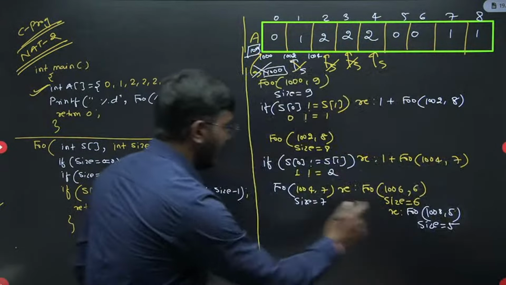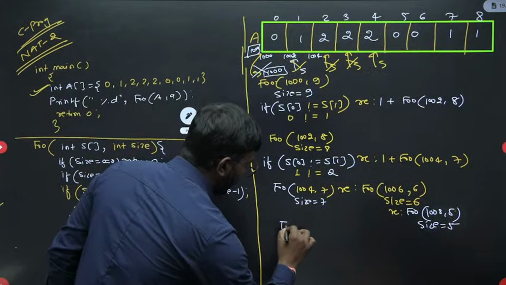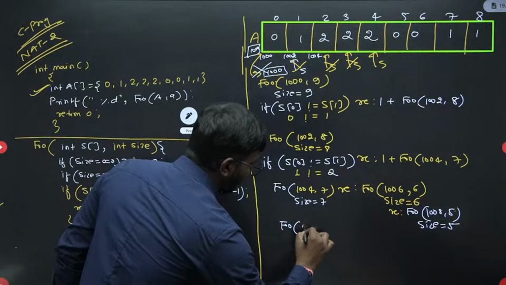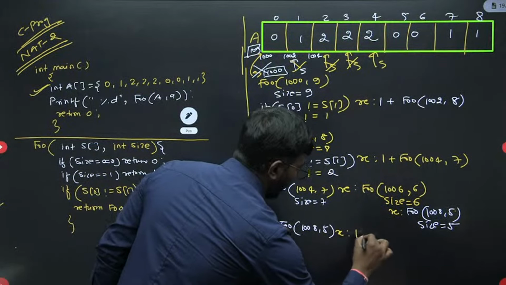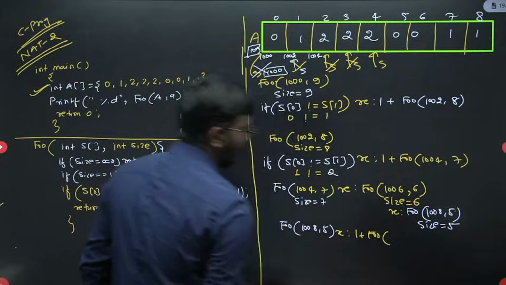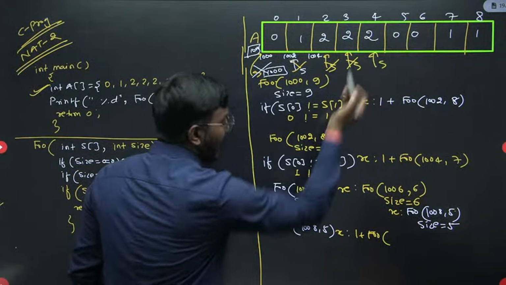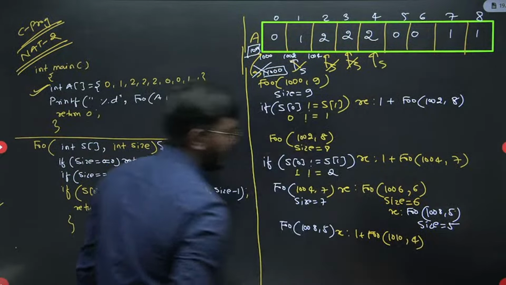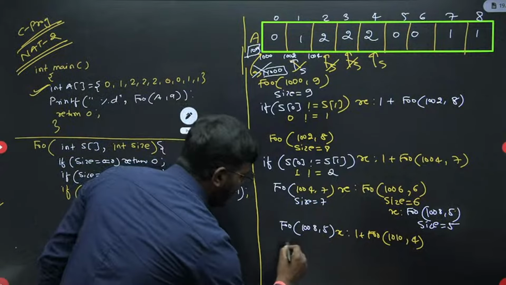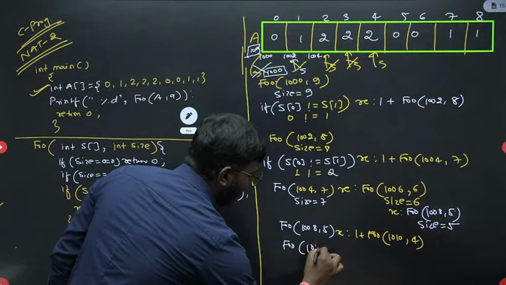Again it means here, what is foo? 1008, comma 5. So it will return the value 1 plus foo of S plus 1. S plus 1 is nothing but 1010. Okay, 1010, comma 4. Getting my point? Understood? Again call this foo of 1010, comma 4.